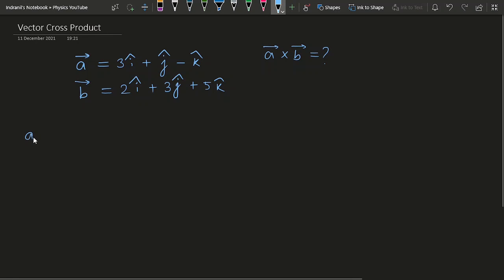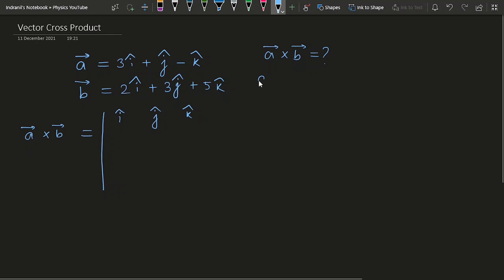At first we have to write A cross B, and we have to make a determinant. If you have calculated the determinant of a square matrix before, then you will find this method very similar. In the first row, we write the unit vectors, which are i cap, j cap, and k cap. In the next row, we write the components of vector A, because it is A cross B.